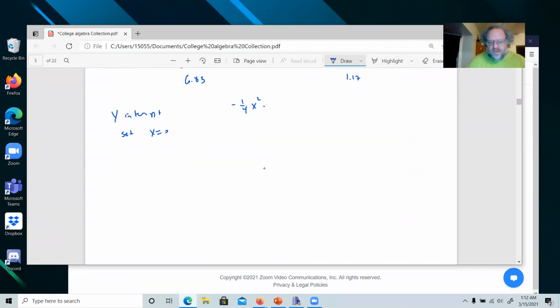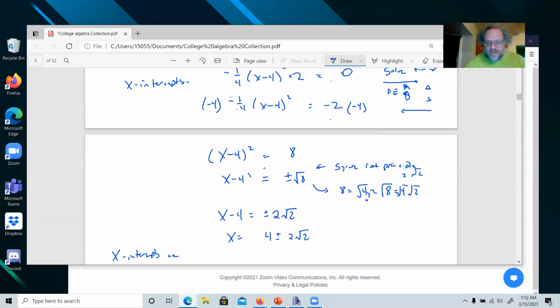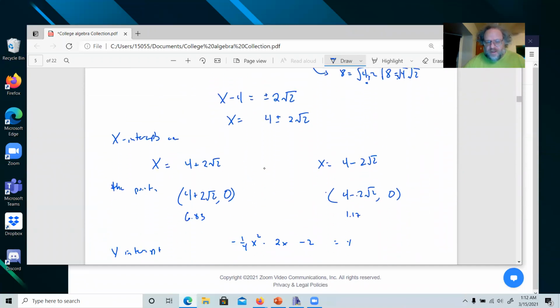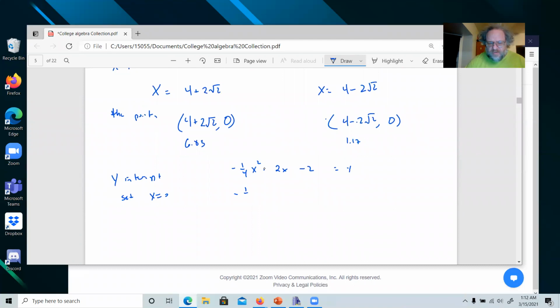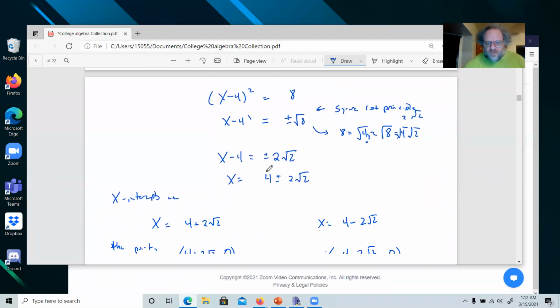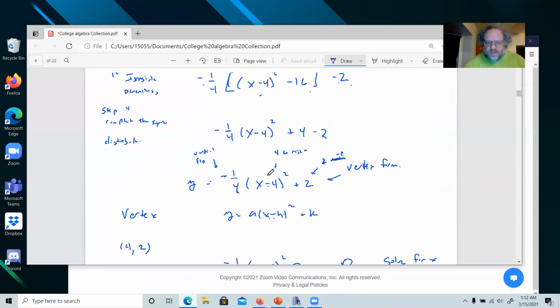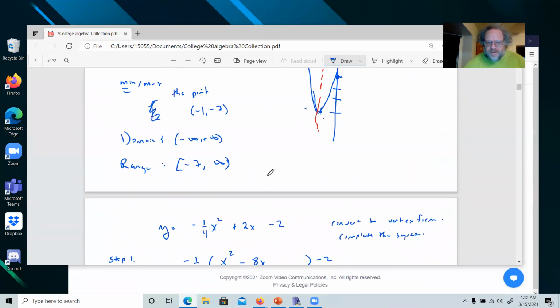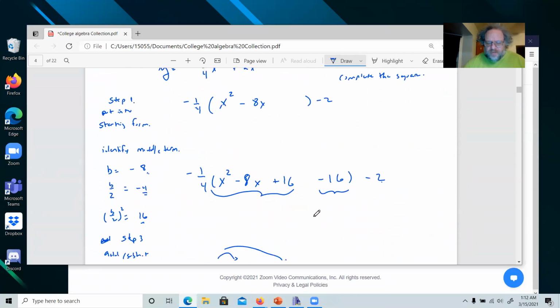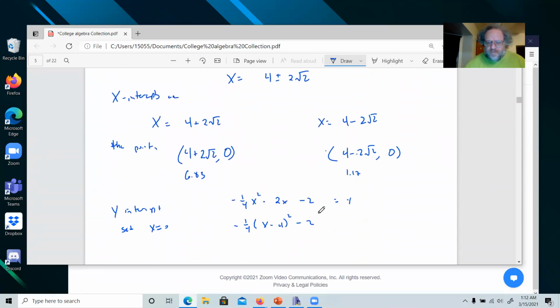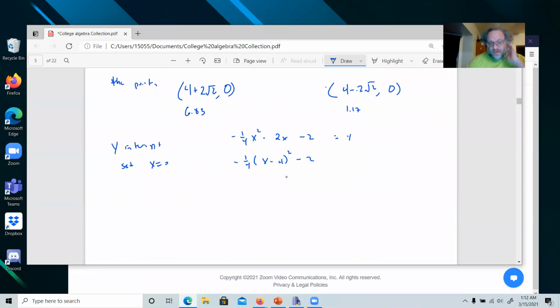-1/4 x squared minus 2x minus 2 equals y. And we could also write down -1/4 (x minus 4) squared plus 2, just double checking to make sure I got that first one correct. All right, and this is y.